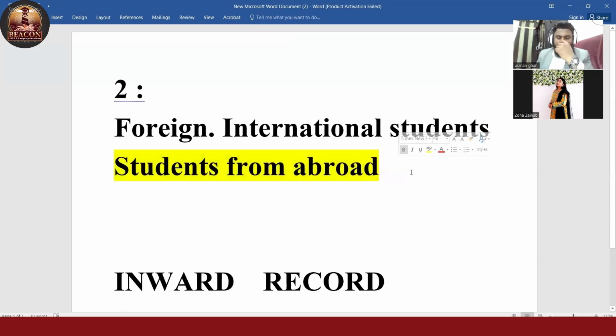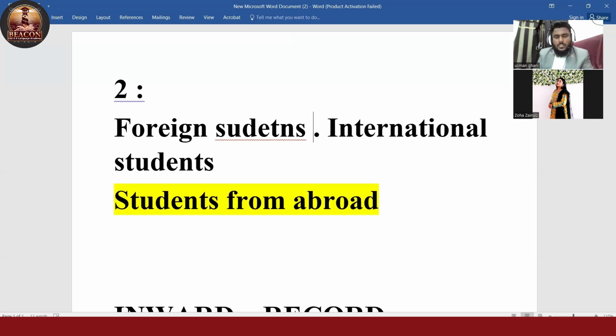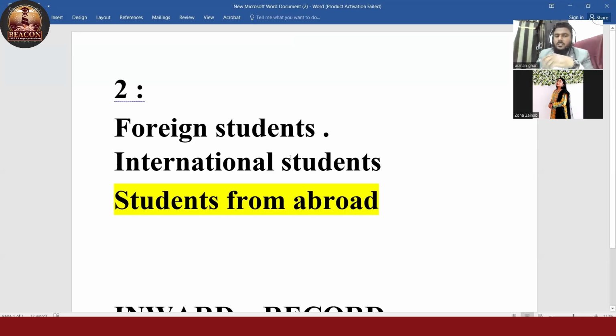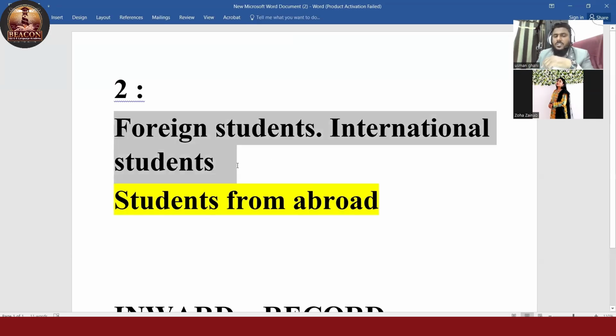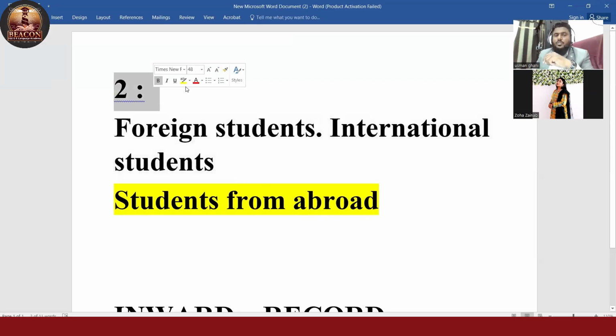Sir, why doesn't foreign students include 2 words? Foreign is a different word and students is a different one. No problem, they constitute two words. We can write foreign students as well as international students in the answer. Yes, both are correct because both mean the same. Foreign students mean the same as international students, and it also means the same as students from abroad, but the reason is that we are bound to write only 2 words for an answer. Yes, I got this.